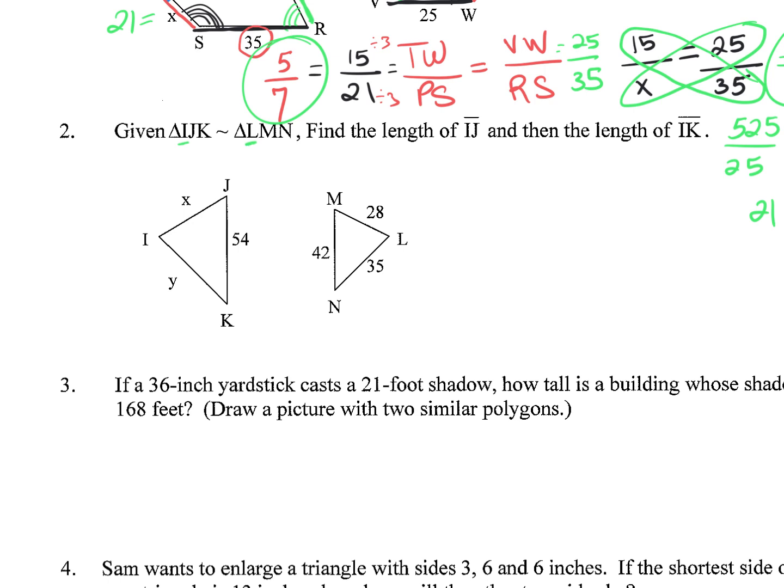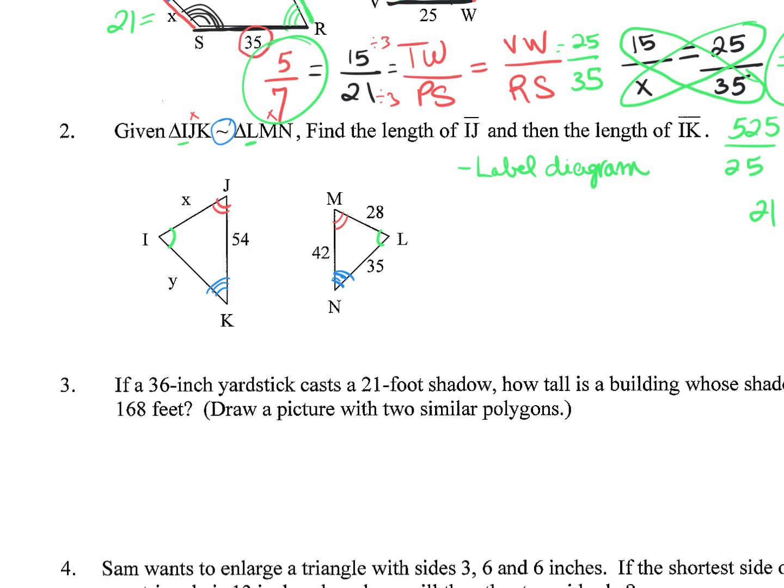So first thing you want to do, step number one, label your diagram. When I say label your diagram, what I mean is label the corresponding congruent angles. I and L are both listed first, so that means I and L are congruent. J and M are listed second, so those two are congruent. And then of course K and N are congruent, and it's all because of that symbol right there, the squiggle and that similarity lets me know that I have corresponding congruent angles.